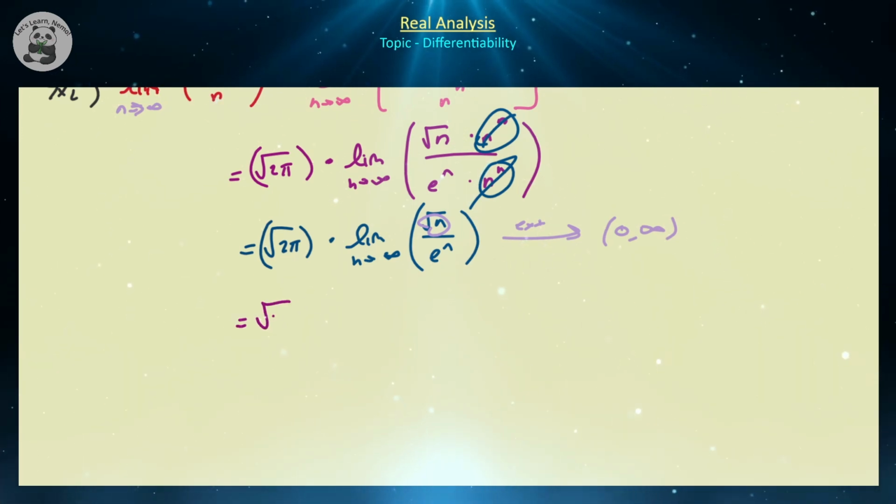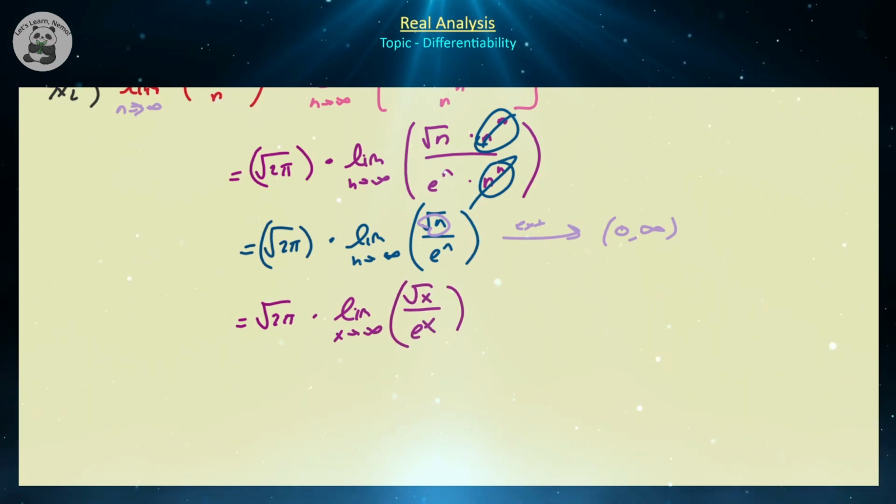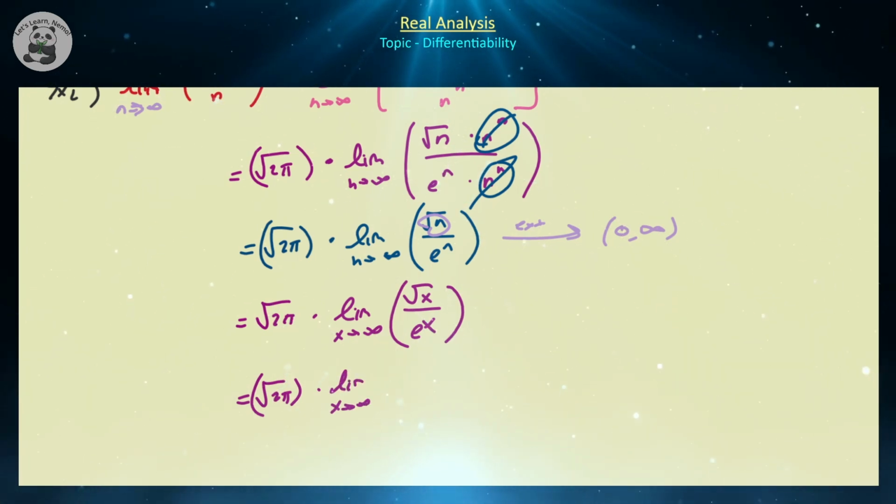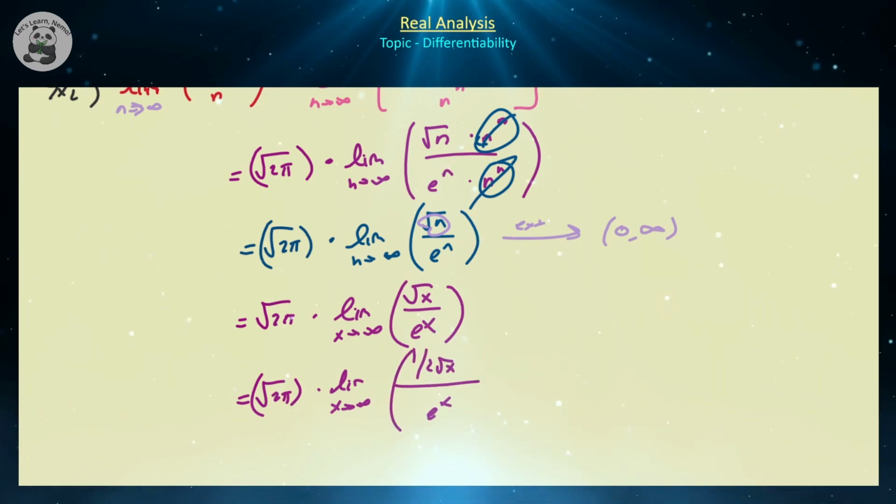So this is going to be equal to the square root of 2 pi times the limit as x approaches infinity of the square root of x over e to the x. And now we're going to use the differentiation principles. So square root of x is monotonically increasing, so is e to the x. So L'Hopital's rule definitely applies here. So it's going to be equal to the square root of 2 pi. So what is the derivative of the square root of x? Well, we know that that's going to be equal to 1 over 2 square roots of x, and the derivative of e to the x is just e to the x.